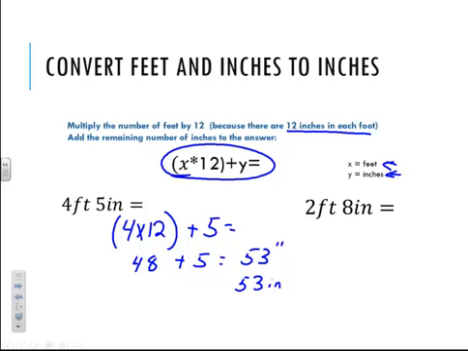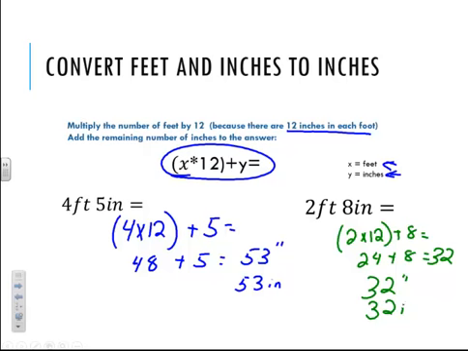On our second problem, the patient's 2 feet 8 inches, and we want to convert that. So 2 times 12 plus 8. 2 times 12 is 24, plus 8 would be 32. So this patient is 32 inches, or we can write it this way, 32 inches. Either one works just fine.